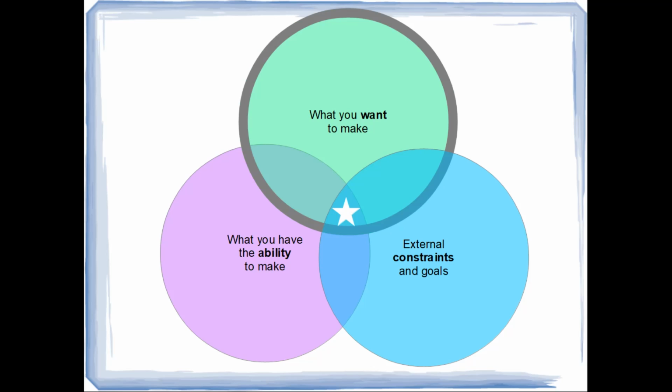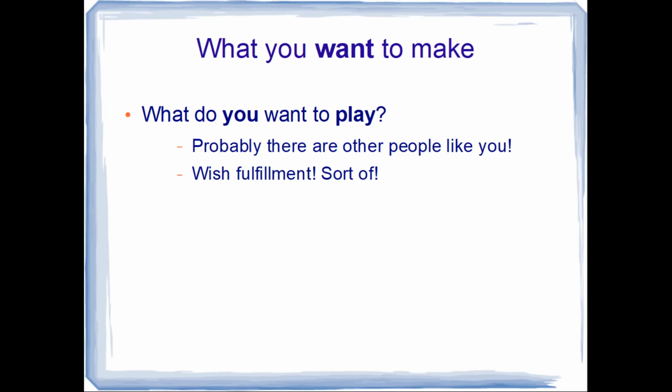So first, looking at what you want to make, looking at your internal motivation and what you want to see in the world. So a couple different ways that you can look at this. I think the most obvious one is what you want to play yourself, the game that you wish existed for you. And I think it's pretty clear, there's a lot of motivation that comes with that. You know what it looks like, especially, and you know when you're getting closer to it.